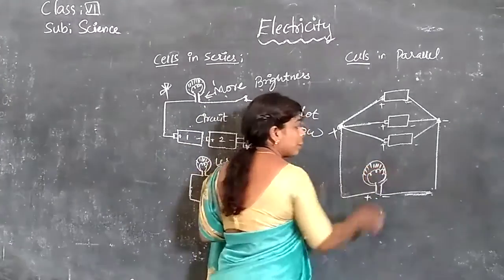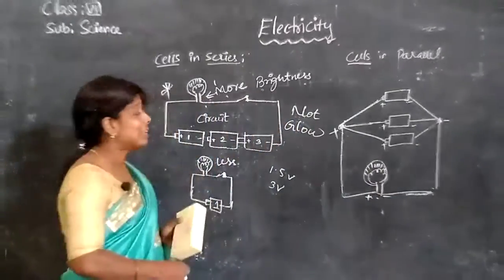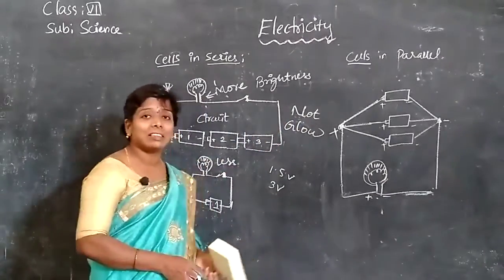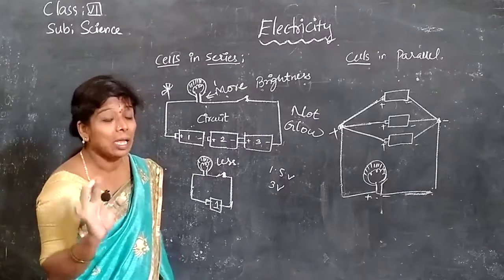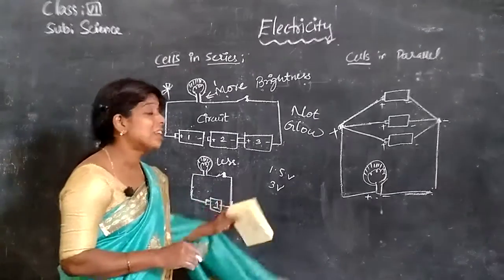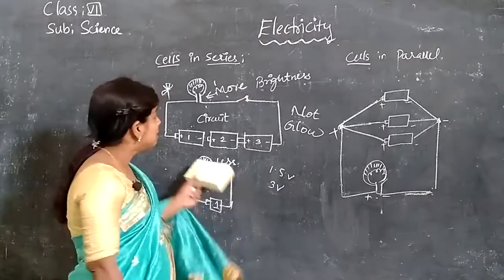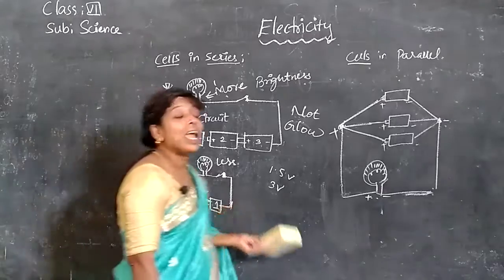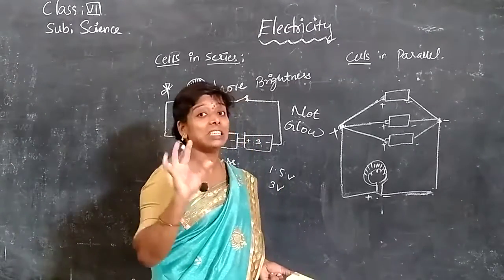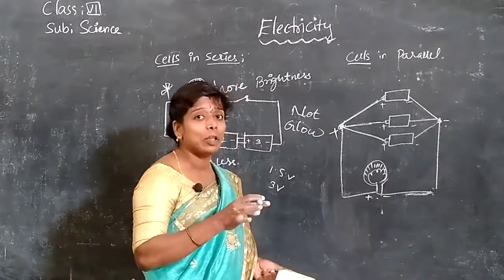Observe the brightness in this case and in that case. Only the brightness will not change here. The brightness remains like that only. In series, brightness increased. Here brightness will not change. Brightness will be the same like that only.